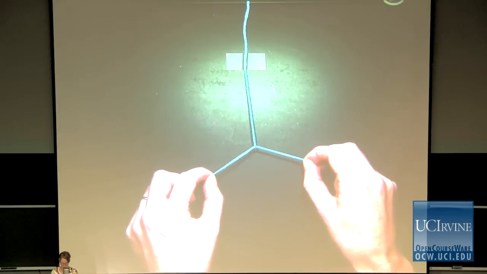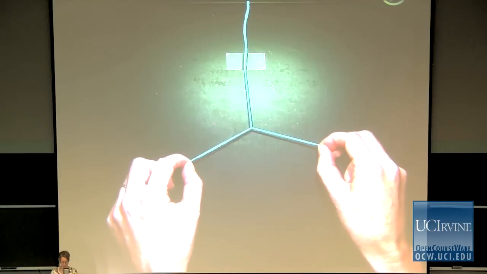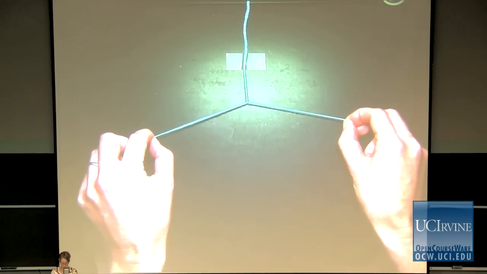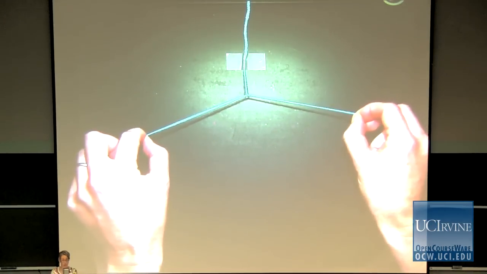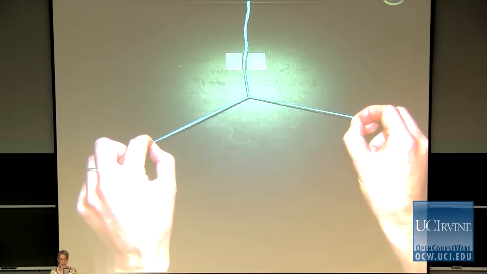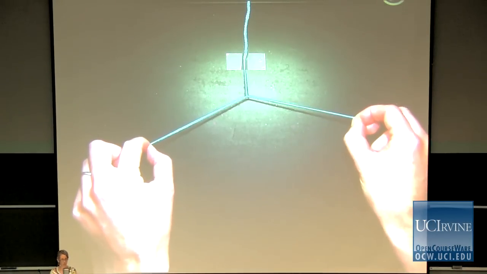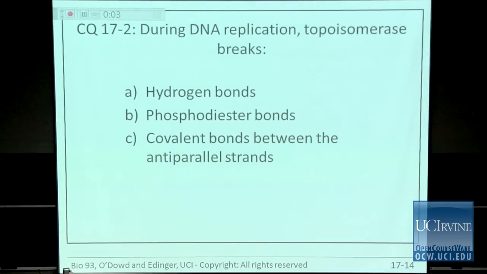Hydrogen bonds. And as I pull, you'll see that the twist ahead of the fork is getting tighter and tighter and tighter. And now I'm pulling really hard, and I can't go any further because there's so much torsional stress ahead of the replication fork that DNA synthesis would stop. What topoisomerase does is it cuts that strand, lets them untwist, and then puts them back together. So that's what the torsional stress is. Now I have a quicker question for you to see if that made sense. During DNA replication, topoisomerase breaks hydrogen bonds, phosphodiester bonds, or the covalent bonds between the antiparallel strands.